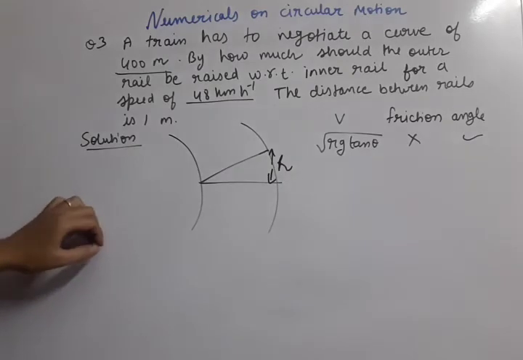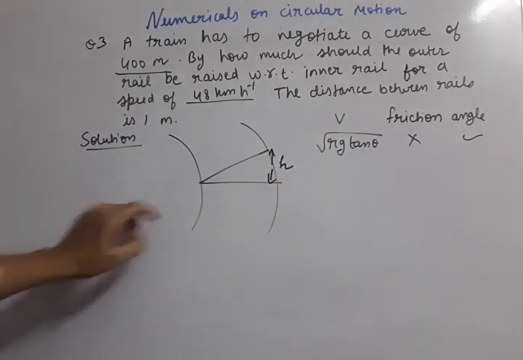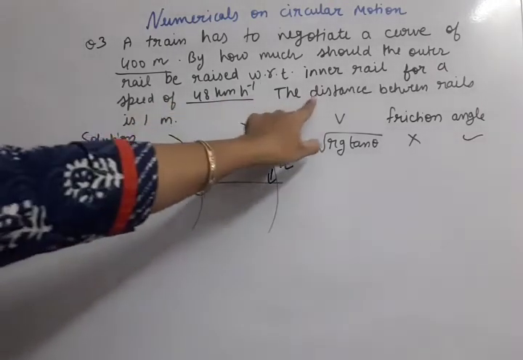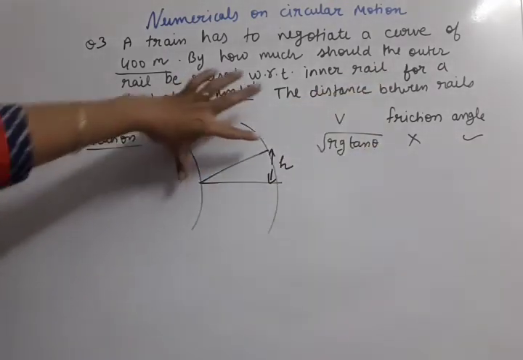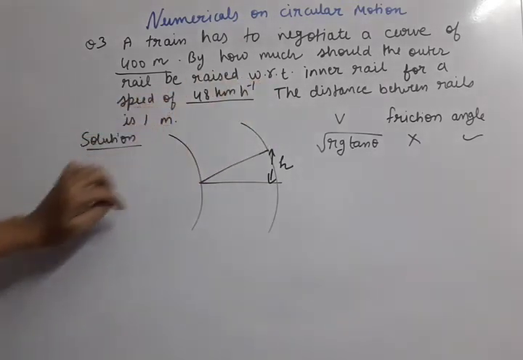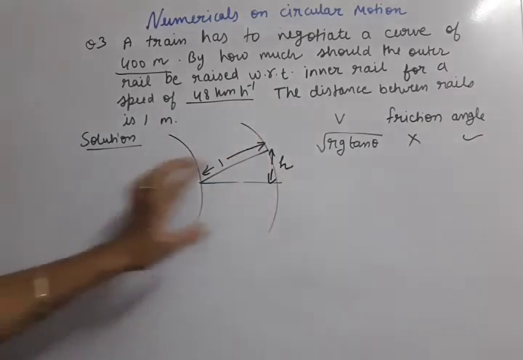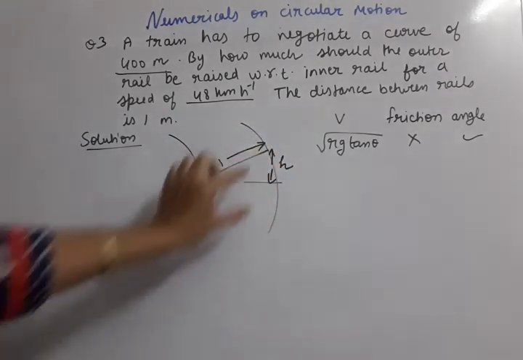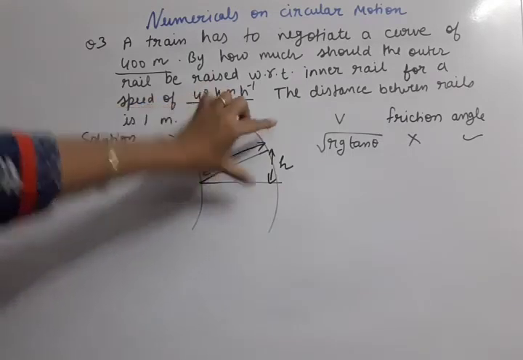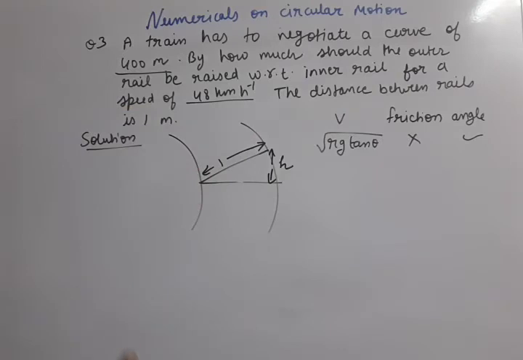Okay, this height we have to calculate. And it is given the distance between the rails is 1 meter. So this distance between the outer and inner rails is given as 1. That means if we see it as a right triangle, this is given and this we have to solve. So at least somewhere theta is needed.